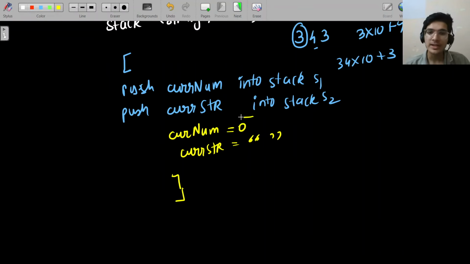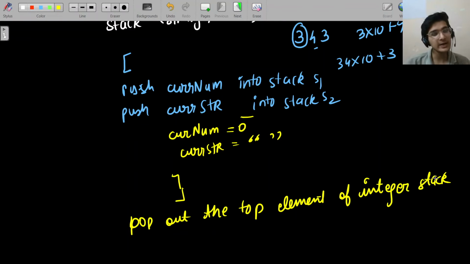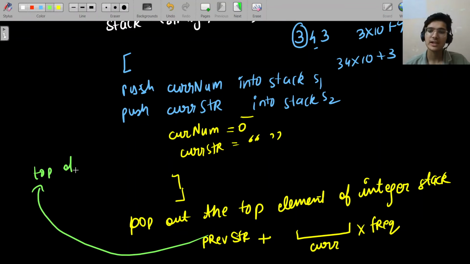Now what you have to do? You have to pop out the top element of the integer stack. Why? For the frequency thing, right? You know how many times you have to iterate, but you have to just replicate the cur string frequency times, plus what you have to do, previous str. Previous str, how will you get from the stack top? Cur str you're maintaining currently only, but this previous str you will get from top of string str stack.